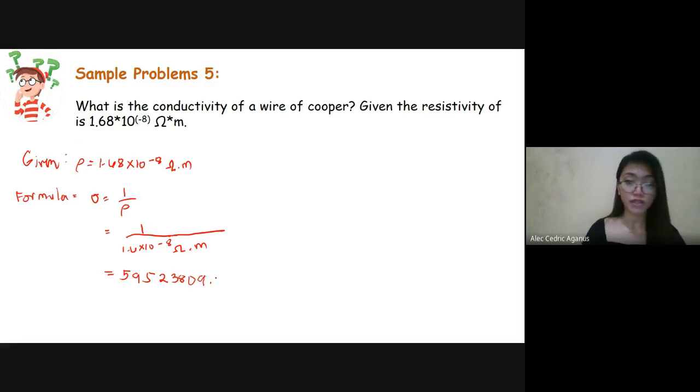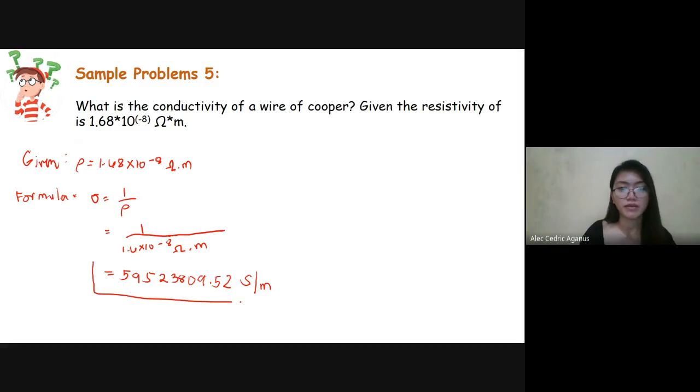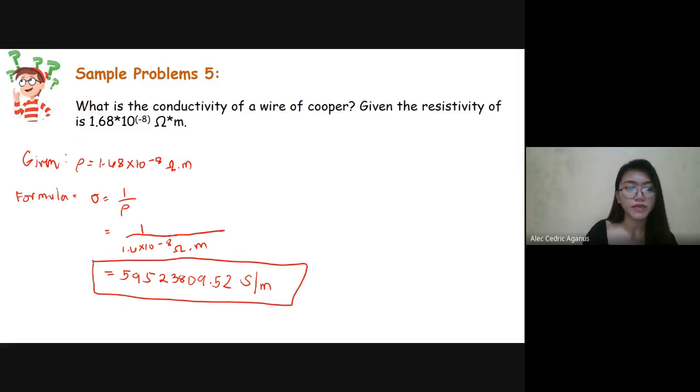595,238.02. Of course, don't forget the unit S over M. So I repeat, the final answer is 59,523,809.52 S/m. So in simple words, we can say that electrical conductivity is the ability of a substance to conduct electricity.